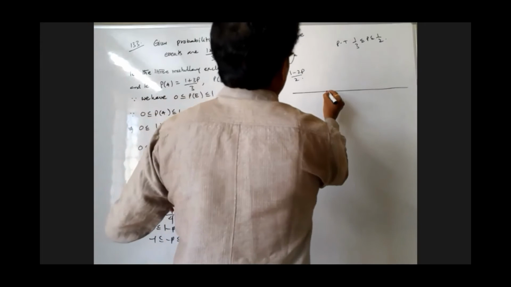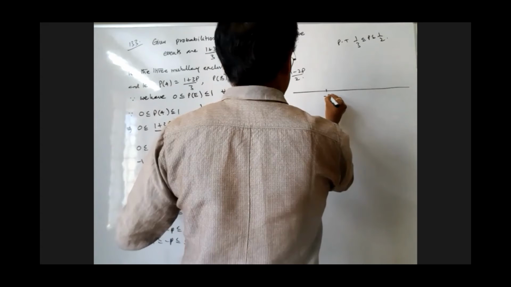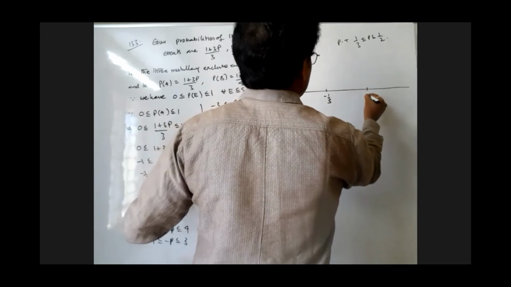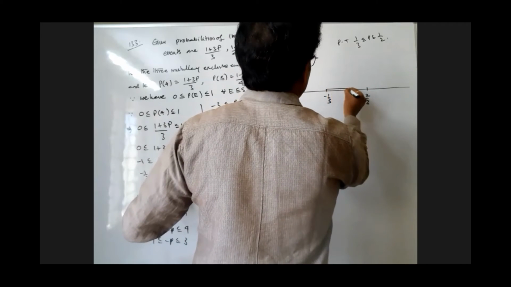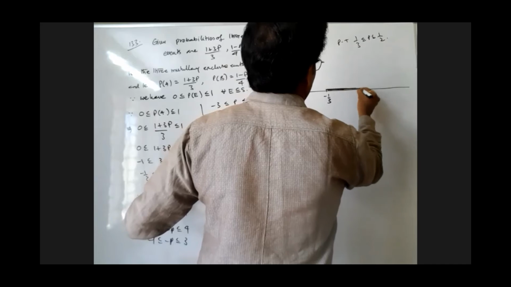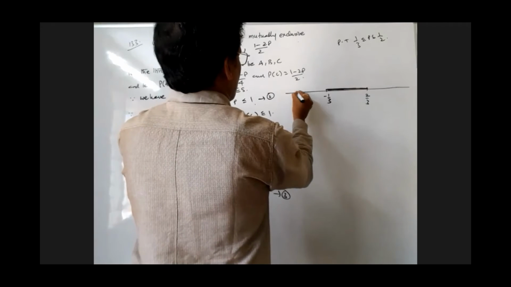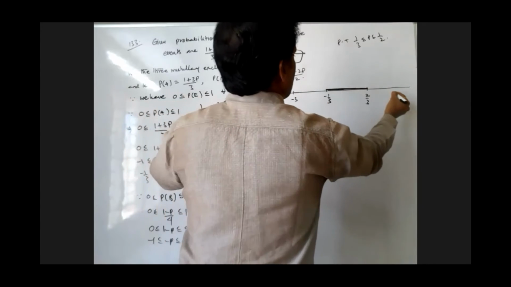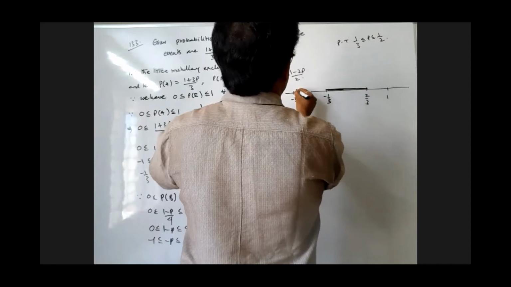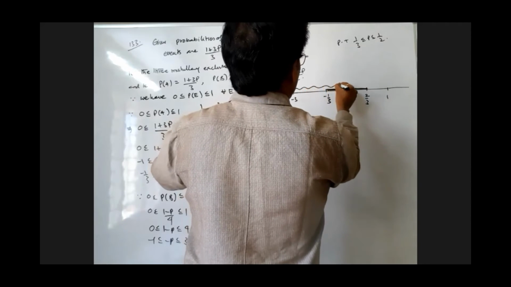First interval, minus 1 by 3 to 2 by 3. I'm drawing a thick line: minus 1 by 3, and this is 2 by 3, the interval. This is the thick line. Next interval is minus 3 to 1. Minus 3 is somewhere here far away, and 1 is also here. I'm writing that as a curved line.